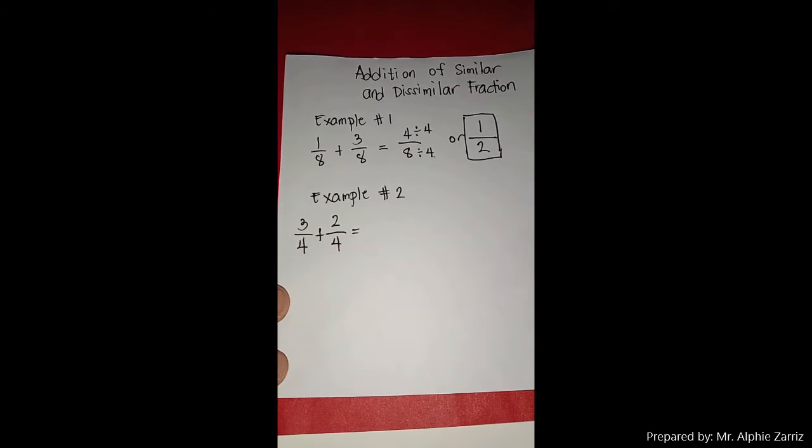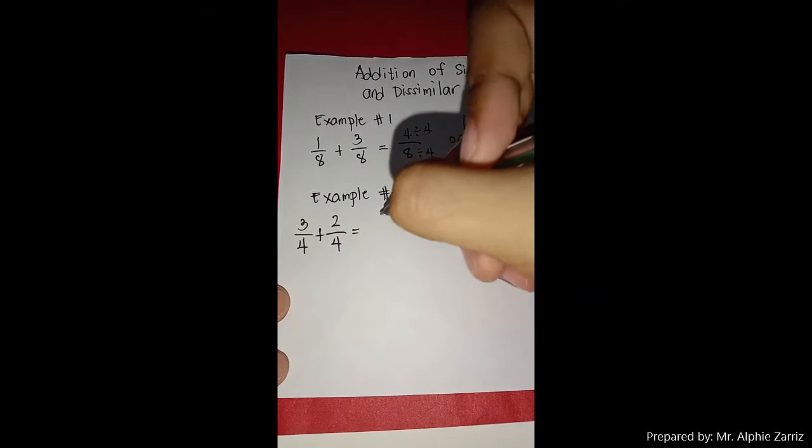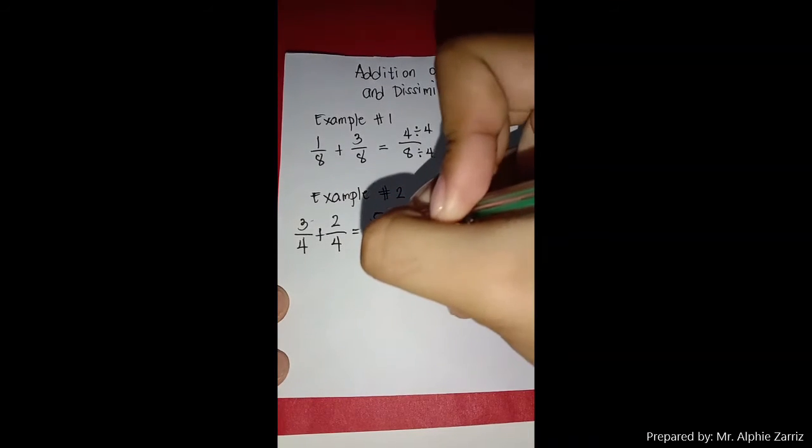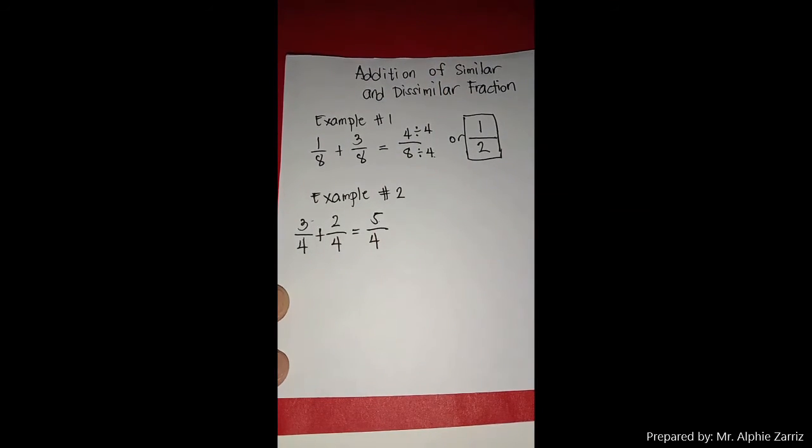The first step is to add the numerators. So we have here 3 plus 2, we have 5. Next, copy the denominator, which is 4. And then express the answer in lowest terms if possible.